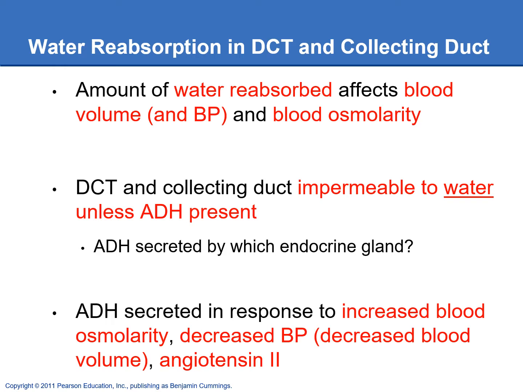And remember that ADH is secreted by the posterior pituitary gland. And ADH will be secreted in response to increased blood osmolarity, so that a lot of times is caused by dehydration, if the blood pressure is decreased for whatever reason, and also in response to another hormone called angiotensin II, which we're going to look at later.